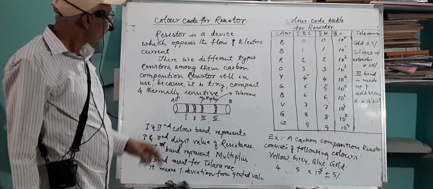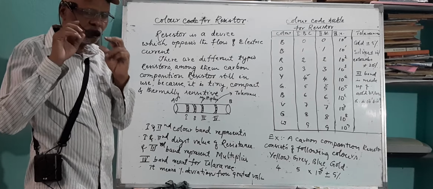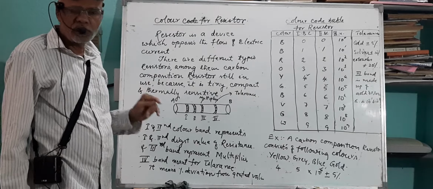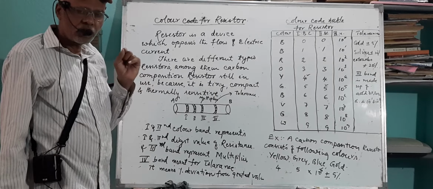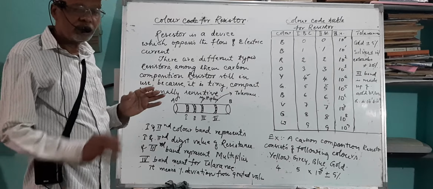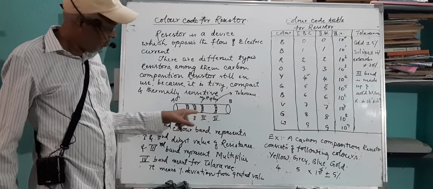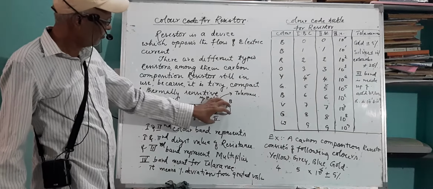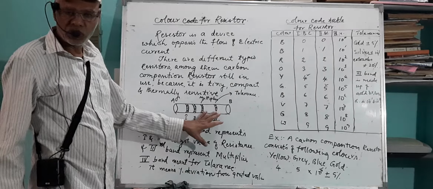Among them, today I would like to discuss the carbon composition resistor. This is one of the types of resistor which is still used in the electronic industry, because it is tiny and, apart from that, it is thermally sensitive. In addition, this carbon composition resistor is available in different shapes and sizes. I mean that it is very compact. Because of these features, nowadays also they are using carbon composition resistors.